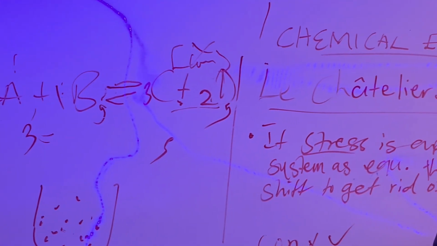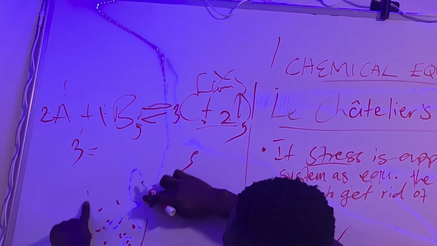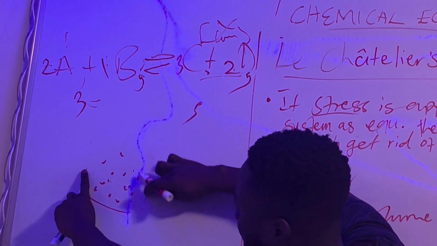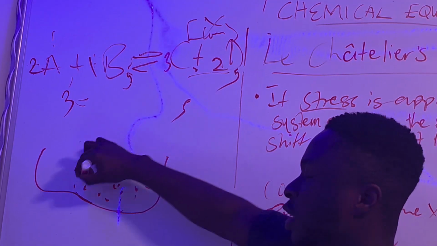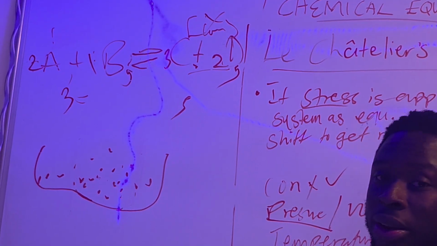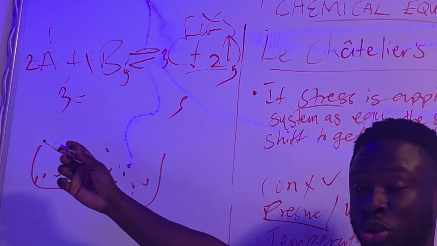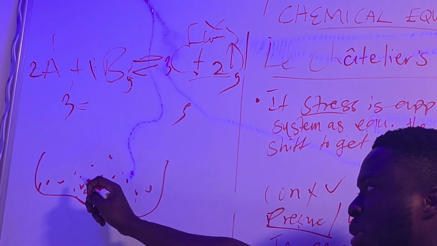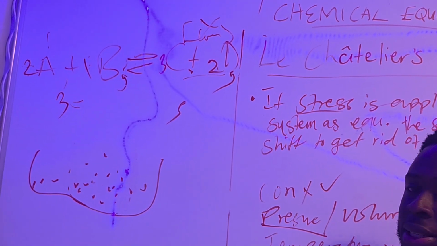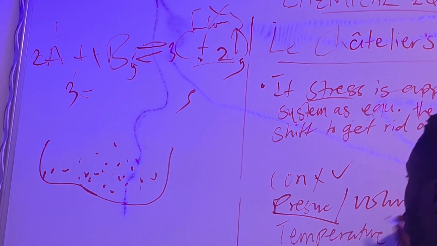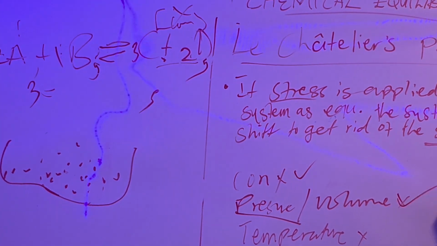The same thing applies to the volume. If I increase the volume of this container, like this was the volume, and now all of a sudden, boom, I have increased the volume of the container. Same thing. The system is going to shift towards where there are fewer moles, not where there is less volume, where there are fewer moles, so that the system will equally distribute. So that is for pressure for you.